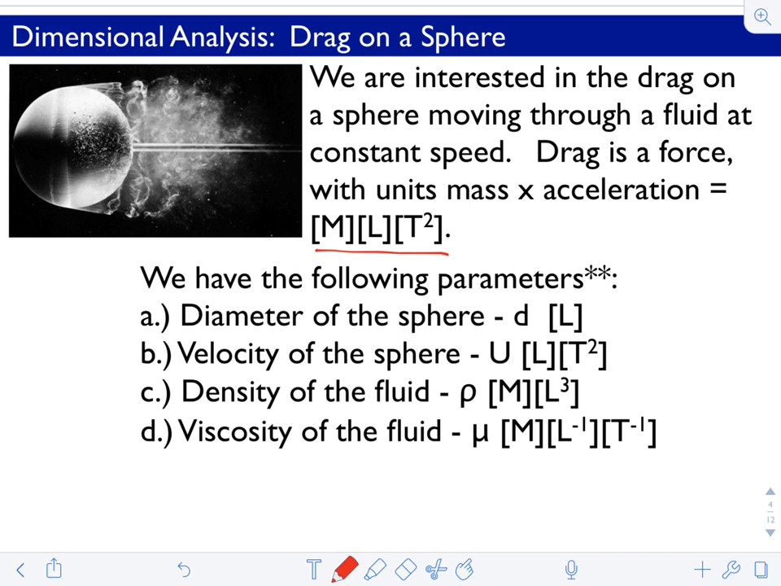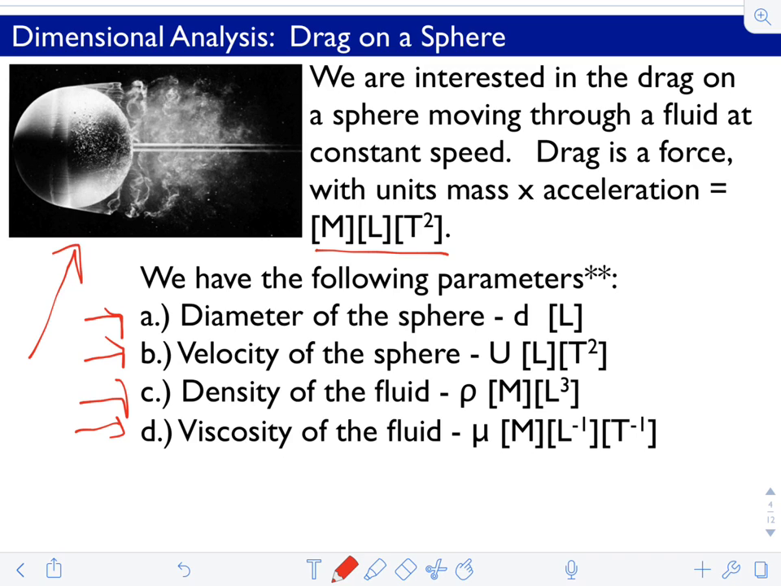In this simple case of flow over a sphere, we would consider some other important parameters. For example, what might affect the drag? Well, the diameter. We might think intuitively a larger sphere is going to have more drag. How fast it's going: if it's going faster, probably more drag. The density probably is also going to increase drag, and also viscosity.